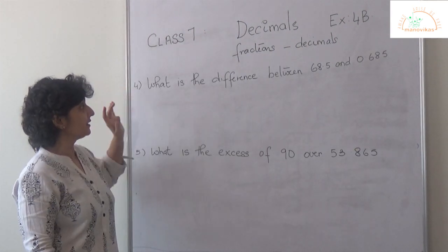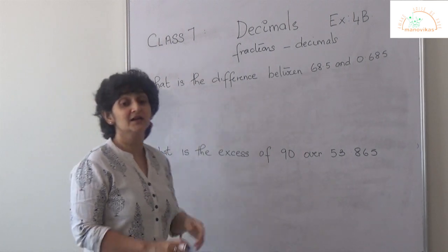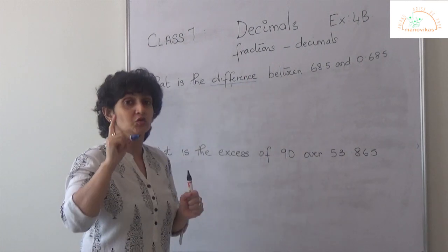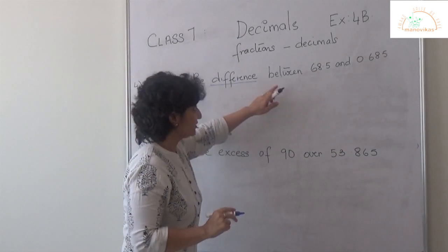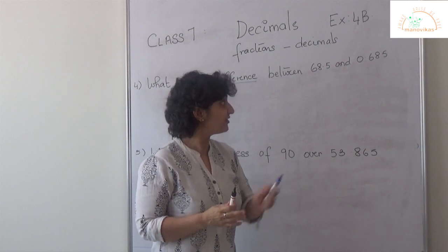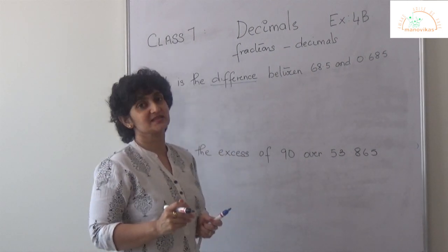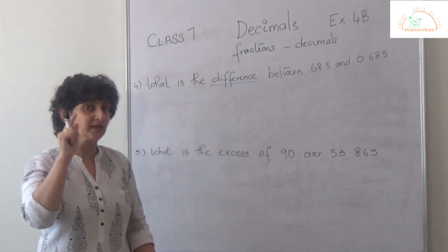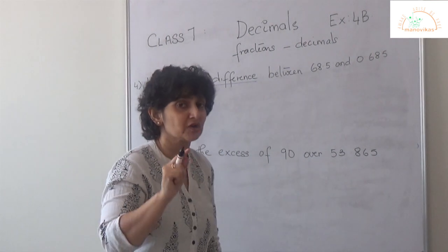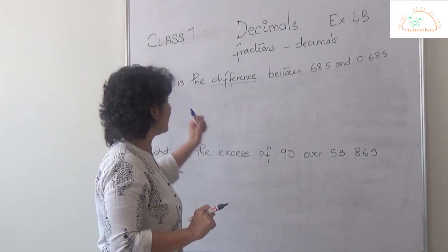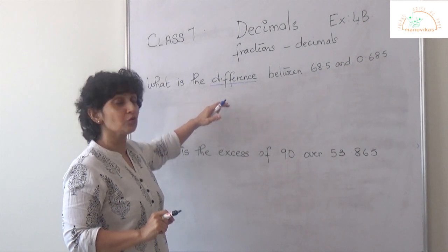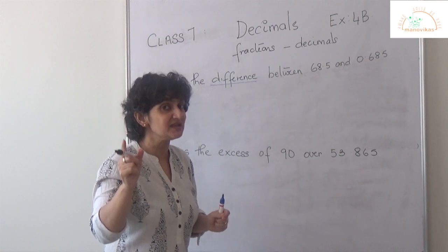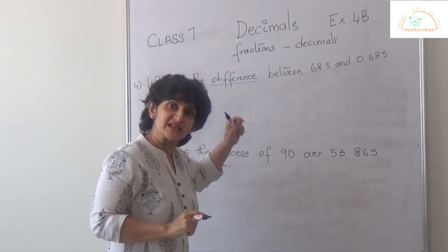Our fourth question. Now, what is the difference? Always remember, whenever you have difference, you need to subtract between 68.5 and 0.685. Children, now, this question 4 and 5, I will explain it to you. You will solve it because it is simple subtraction. Alright, so I just show you how to place them. Now, what is the difference? Difference means you need to subtract.